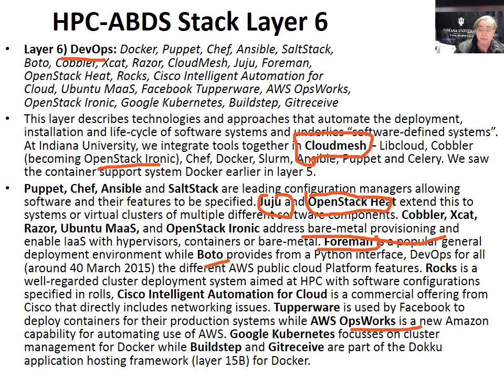Cisco is a DevOps system from, of course, Cisco, and it addresses networking probably better than other people. Tupperware is an interesting approach used by Facebook. They don't use virtual machines, or at least not hypervisor-based machines. They use containers for performance reasons. Kubernetes is a very recent DevOps system focused on Docker, and Buildstep and Git Receive are a part of the so-called Dokku system, which is an application hosting framework built on top of Docker. So these last few are directly generated by exploiting Docker.